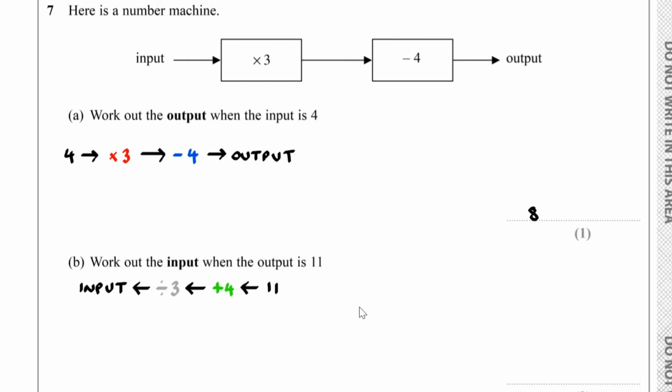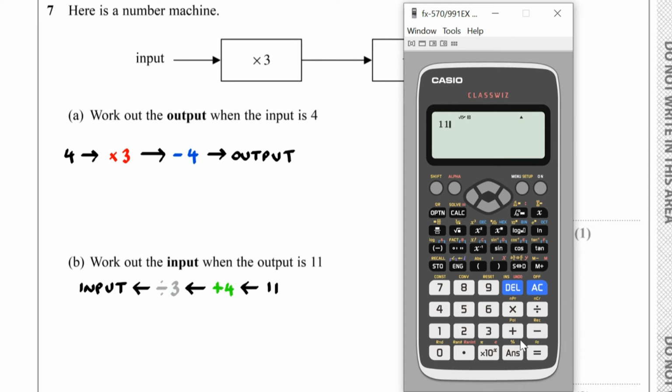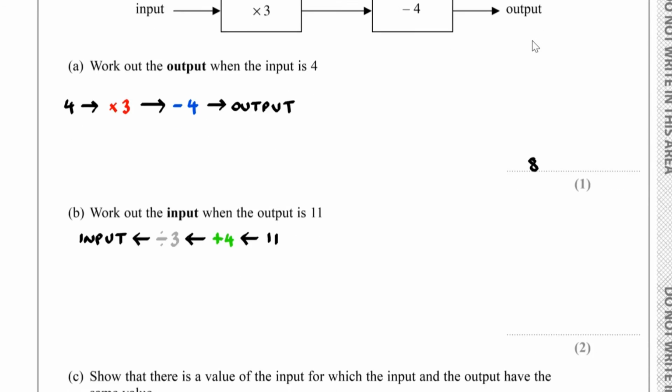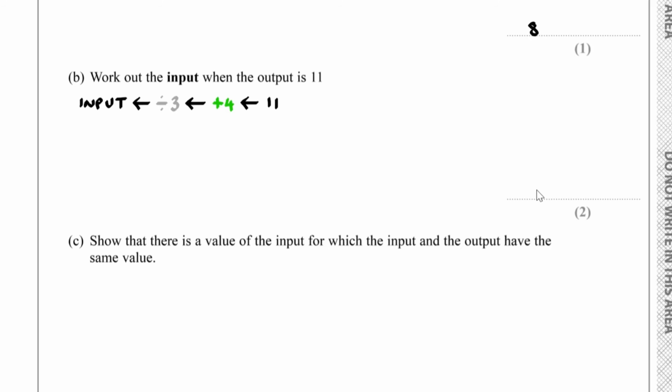So, we start off with the 11, we add 4 to it, then we divide the result by 3, we get an input of 5. So we have 5 for the input. Now, what we have to do for the next part is show that there is a value for the input and the output have the same value.